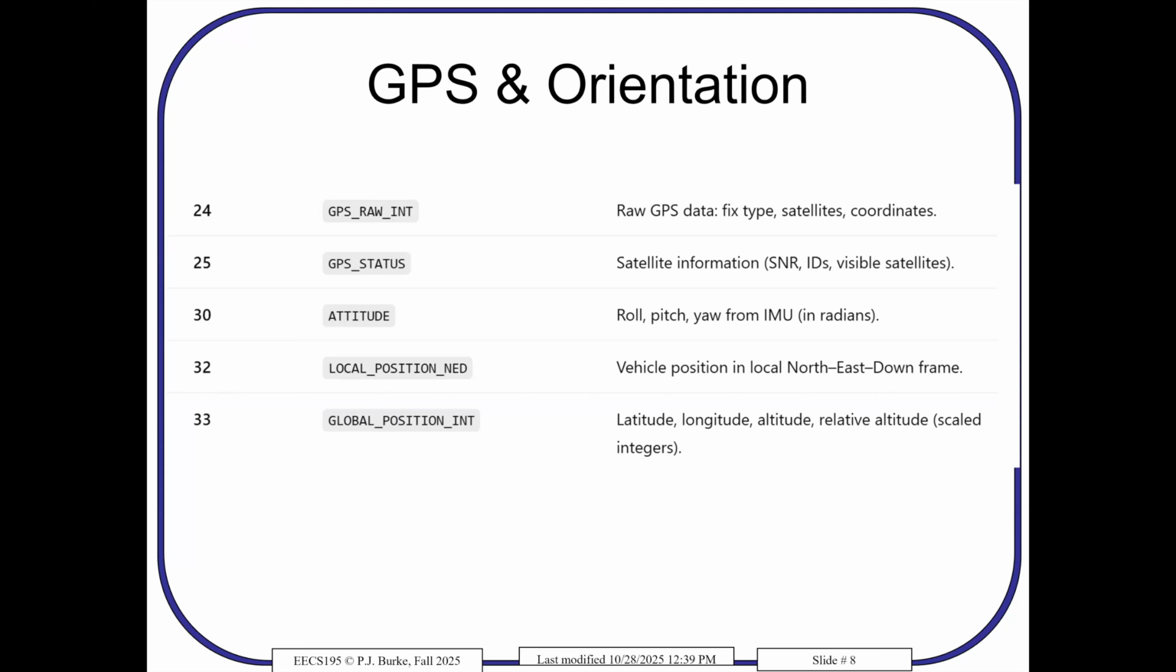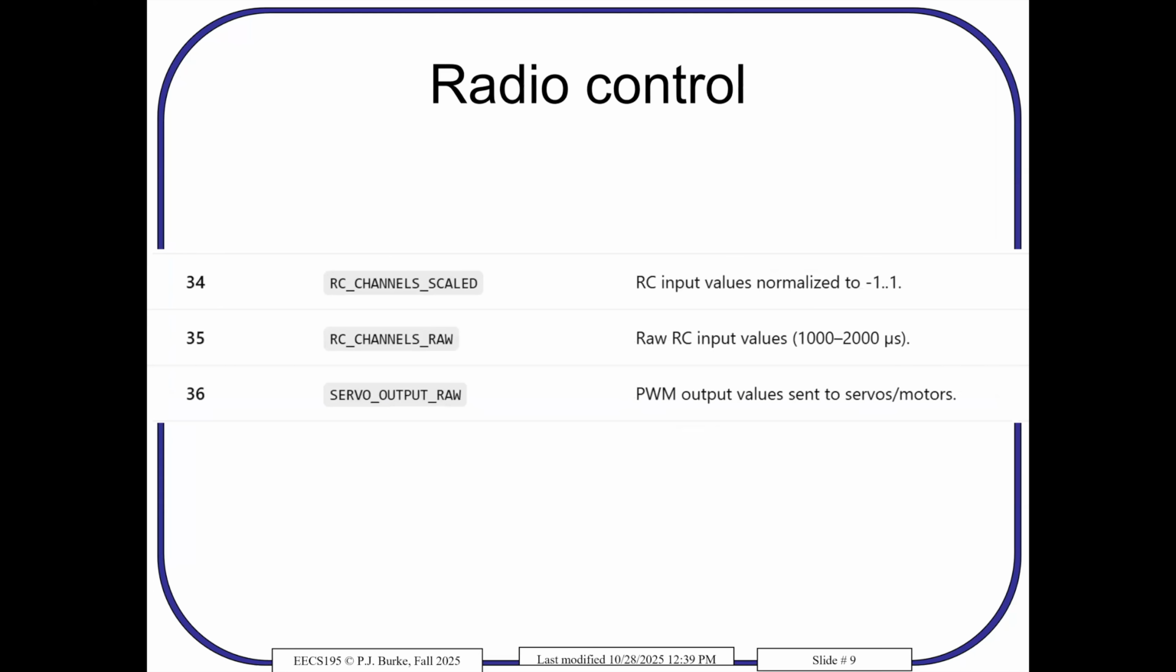Also, the orientation of the drone. So the roll, pitch, and yaw, which is determined from the inertial measurement unit accelerometer, the compass, and any other sensors you may have. So all that information is available via Mavlink.